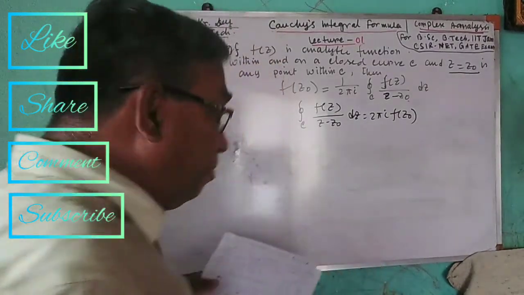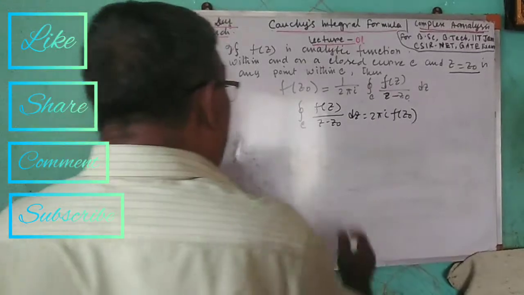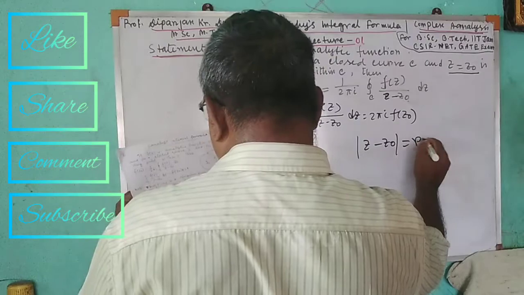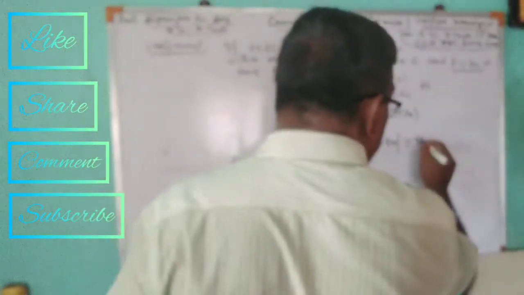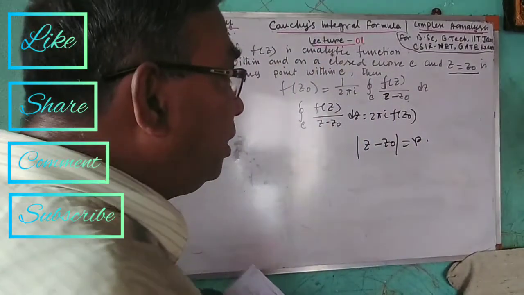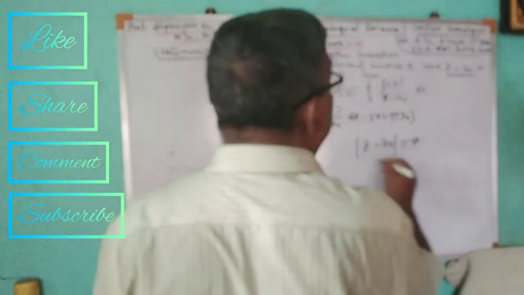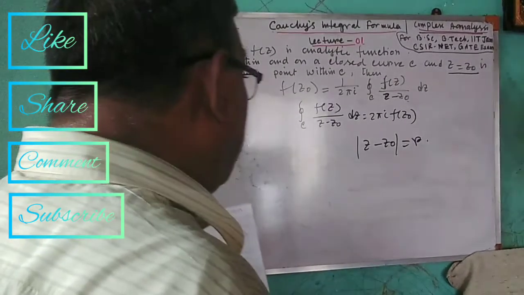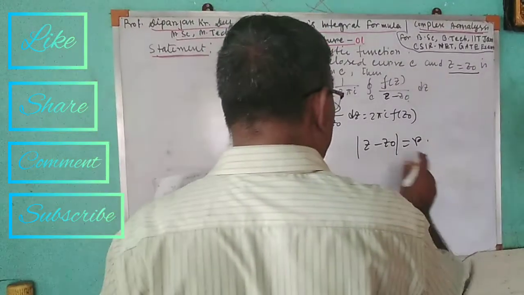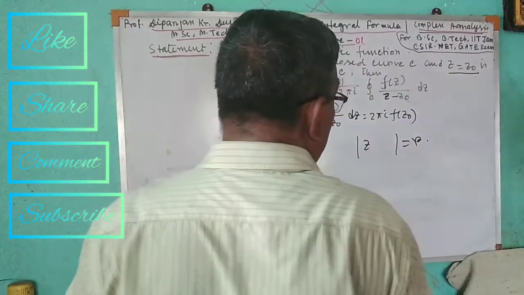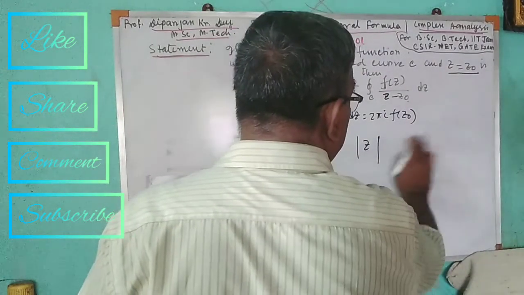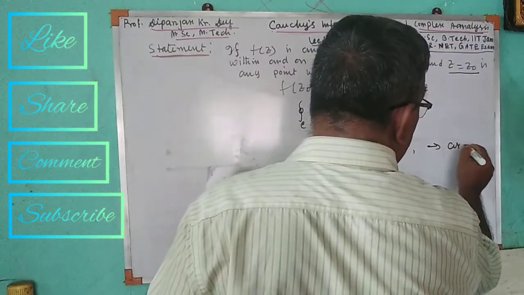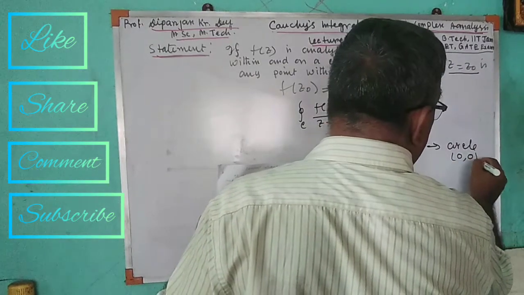Before that, I'll explain. Suppose the curve is mod z equal to r. What do you mean by this? This means that this is a circle whose center is 0, 0 and radius is r.